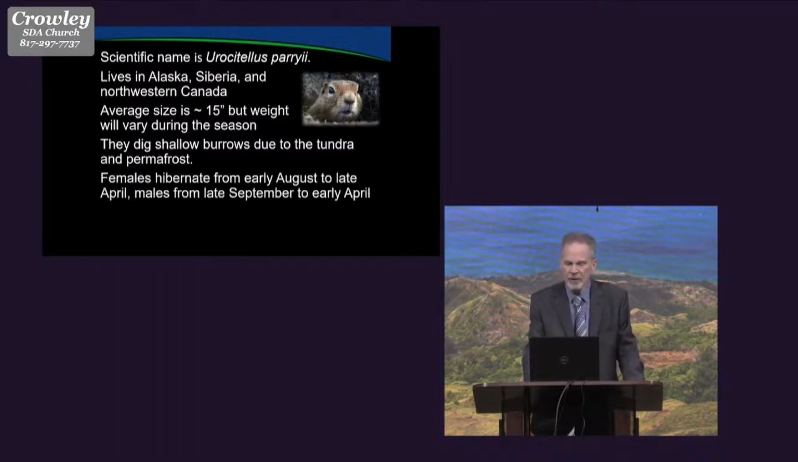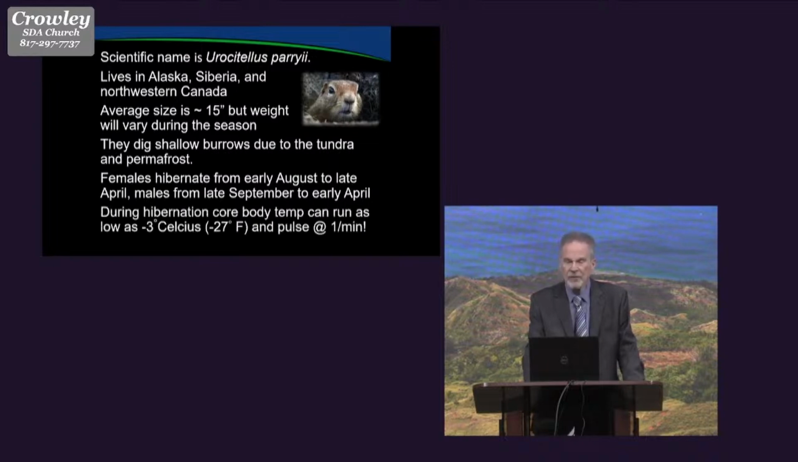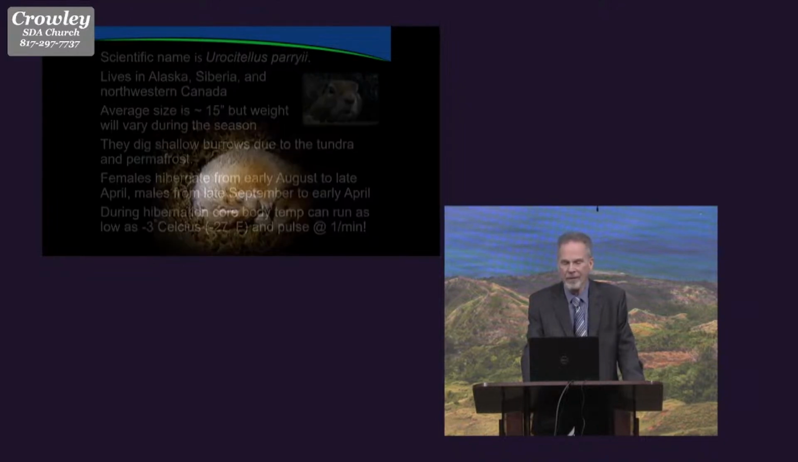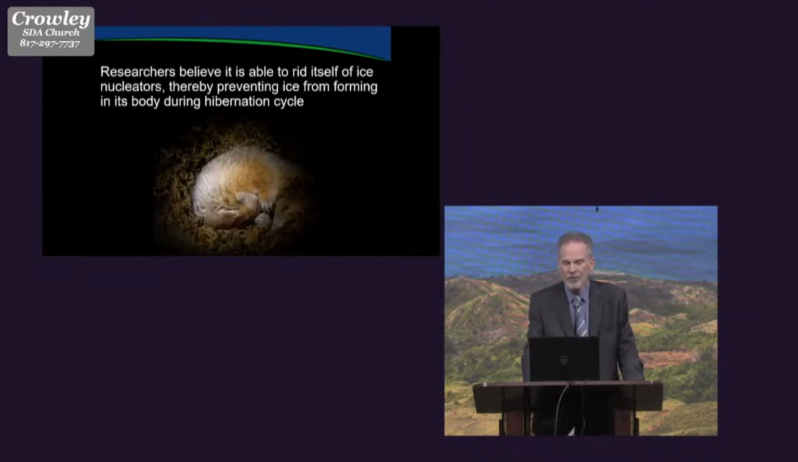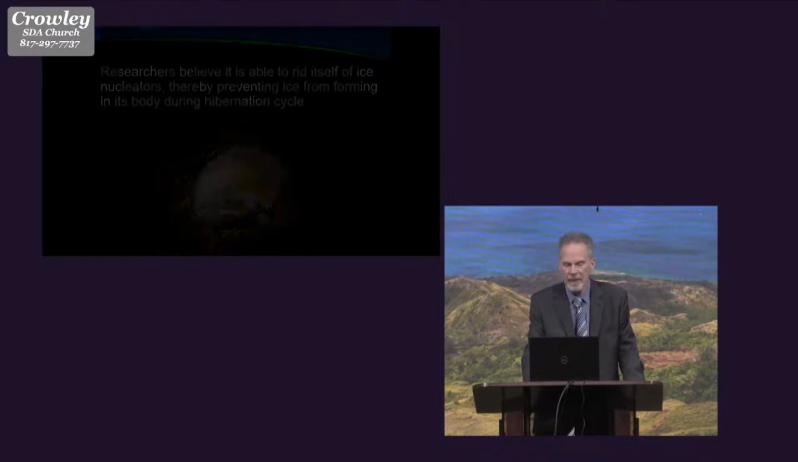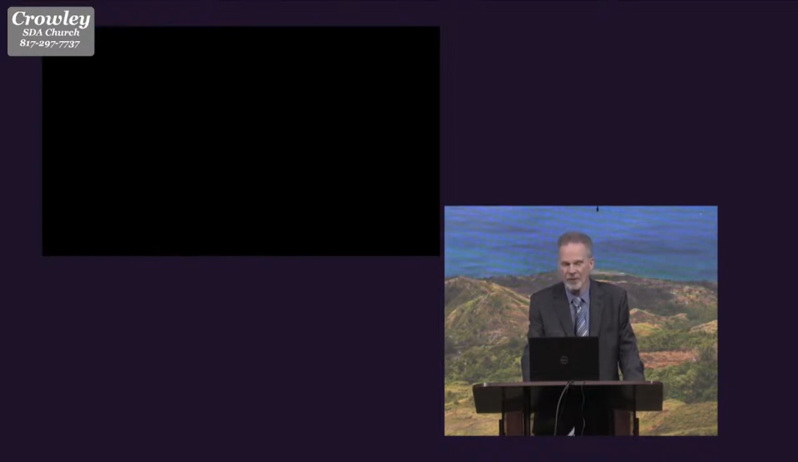Females will hibernate from early August to late April, males from late September to early April. During hibernation, the core body temperature can run as low as -3 Celsius or -27 Fahrenheit, and it drops its pulse to about 1 beat per minute. Researchers believe it is able to rid itself of ice nucleators, thereby preventing ice from forming in its body during the hibernation cycle. Here's a little video to help you see what's going on.